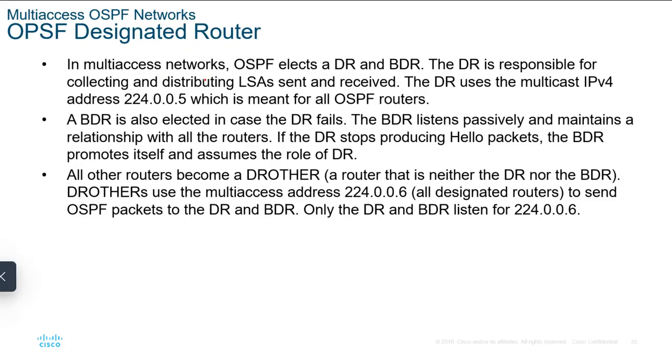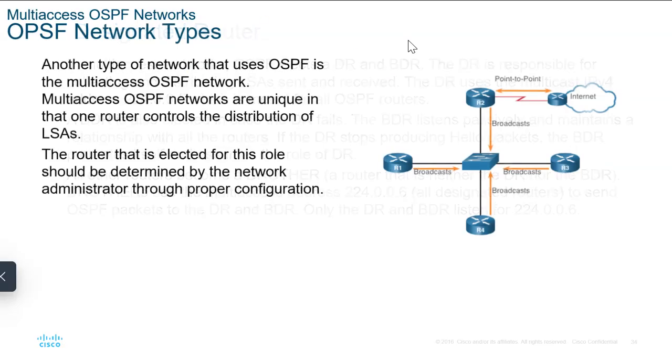a multi-access network, OSPF elects a DR and BDR. These routers send a broadcast, but the other routers have to communicate to the DR one-to-one. The DR, for its part, can send a broadcast.